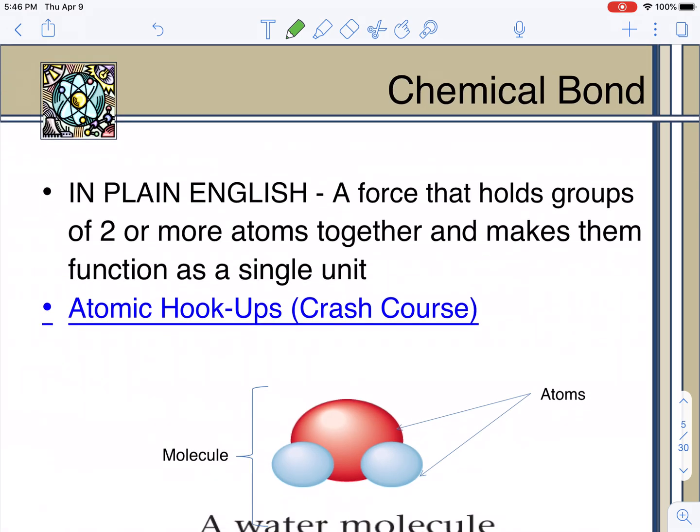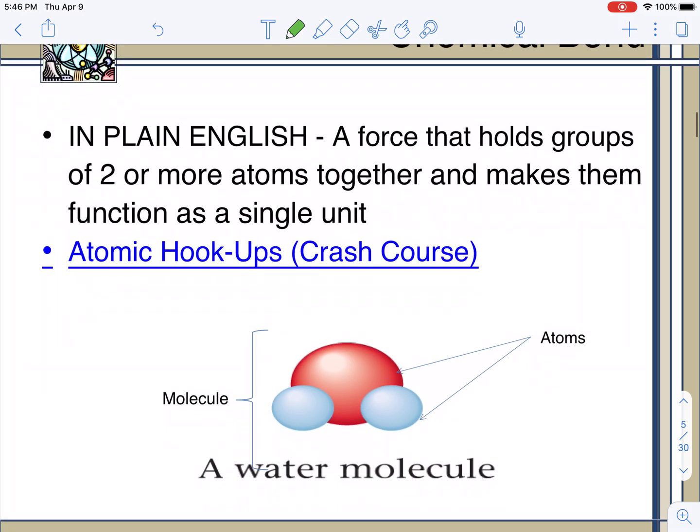So if you'd like to look up a little bit more on chemical bonds after this video, you can go to the Crash Course video on YouTube and look up something called atomic hookups. It has another good description of different bonds and that sort of thing. And just as a terminology reminder, we talk about individual atoms being the actual elements, and they've come together to form a larger piece called a molecule.